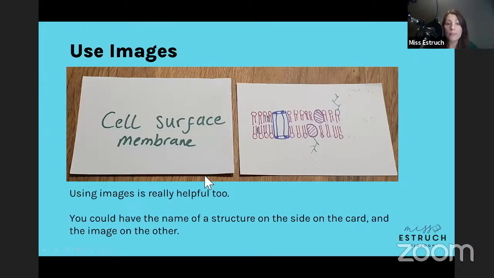You can also use images. So I've got an example here of a pack that I made. Cell surface membrane, and then I did a diagram on the other side. So you could then test yourself with the pictures. You have your picture of the cell surface membrane, and you then have to guess the organelle. And maybe you'd want to write that as a little instruction, guess what this is showing.